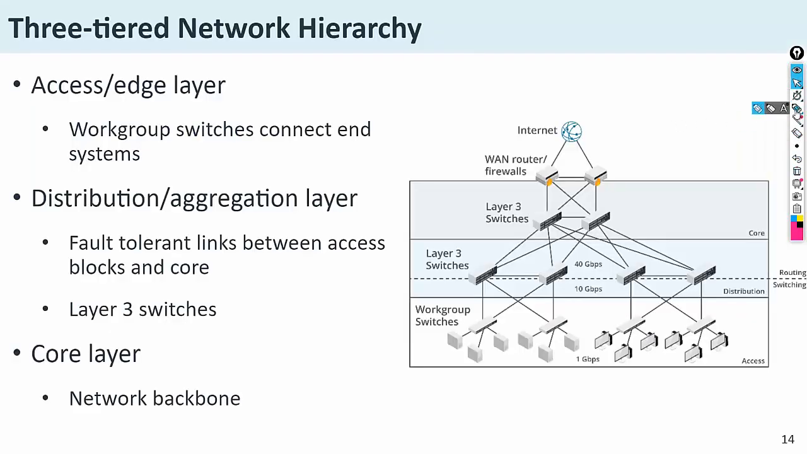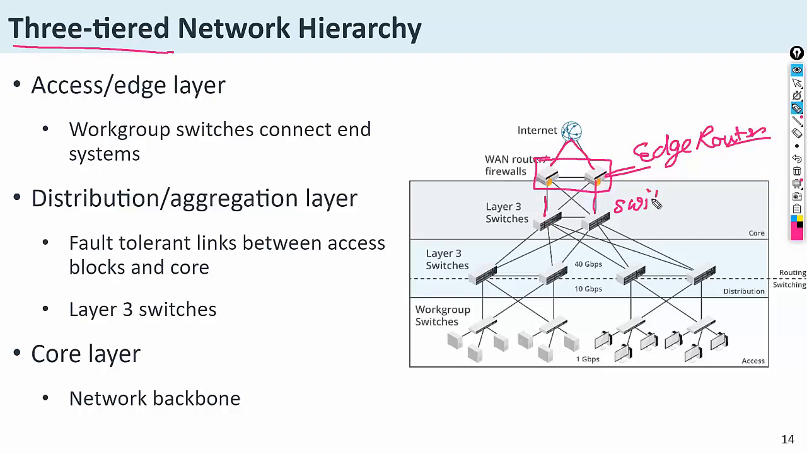You can see here, this is the 3-tier architecture. In the 3-tier architecture, there is a router. All of us know about the router, and it is directly connected to the internet, so we can say it is an edge router. The router is connected with a switch, right? And also there are some other switches.